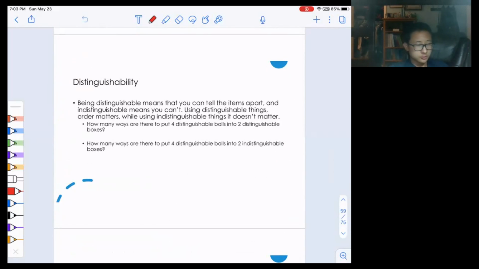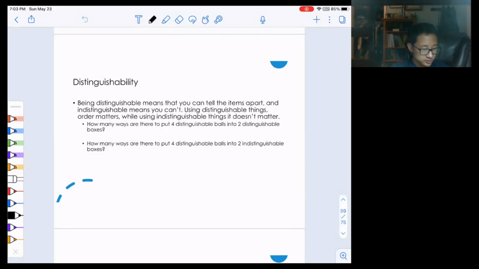Right, so we're going to learn about distinguishability. Being distinguishable means that you can tell the items apart and order matters. Being indistinguishable means that you can't tell them apart, which means that order doesn't matter, and you're basically just picking things from a group. So I have these two practice problems right here.